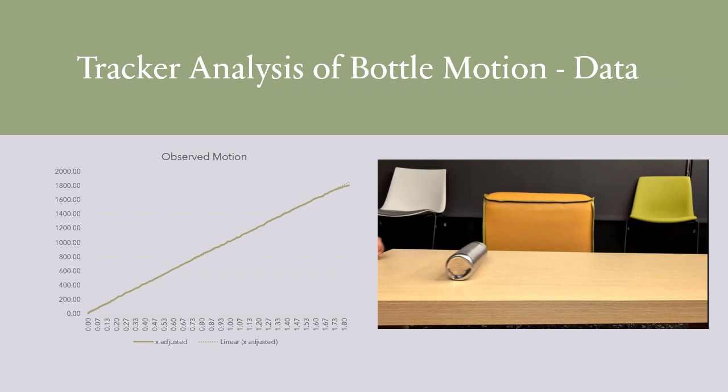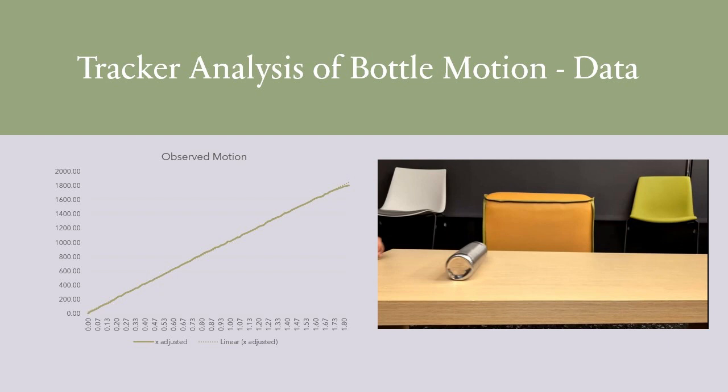To conduct this experiment, I used a bottle and I rolled it down a flat table. Although it doesn't look flat in this image, it was flat. The image is just slightly tilted. And here is the data that we observed from this rolling video using the tracker application.